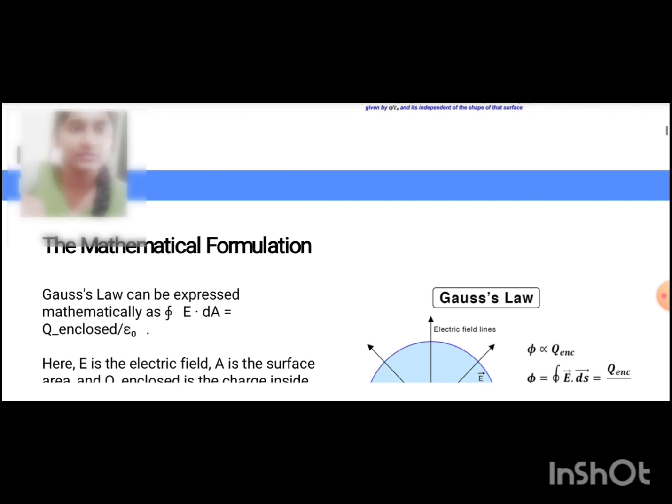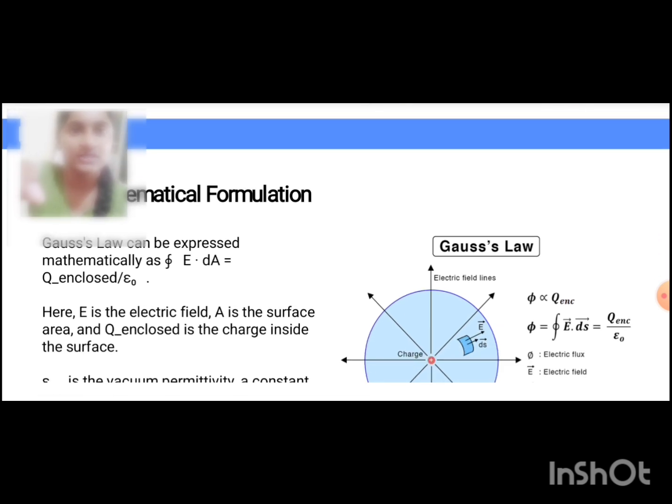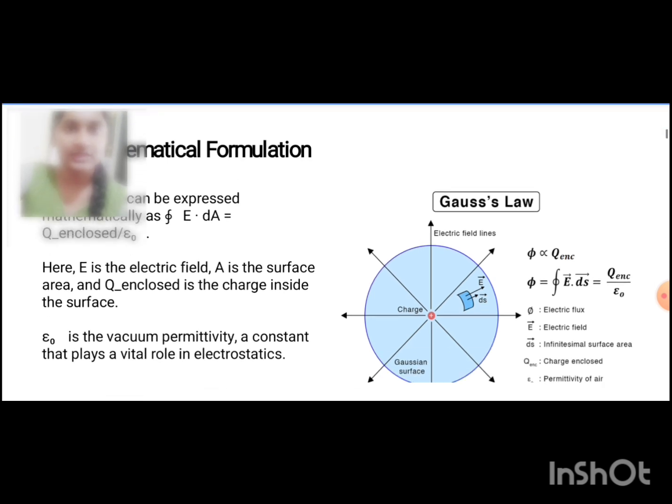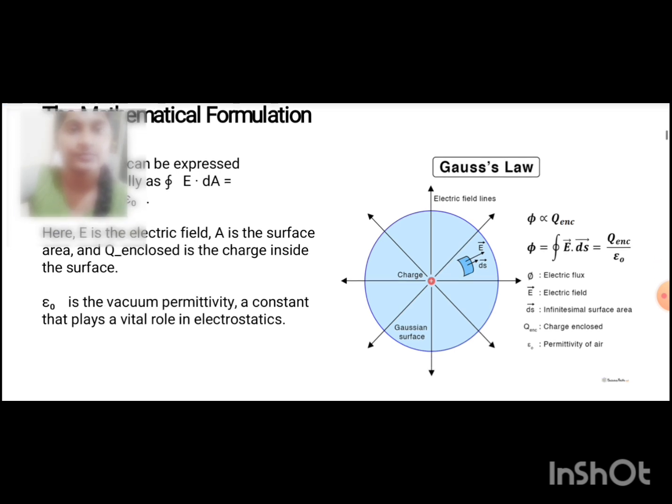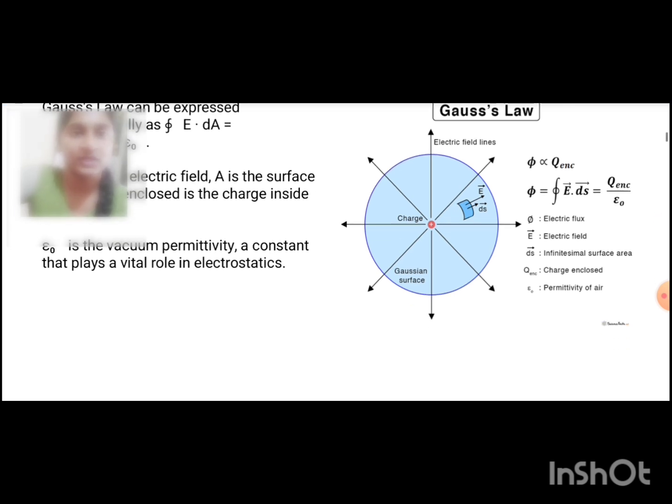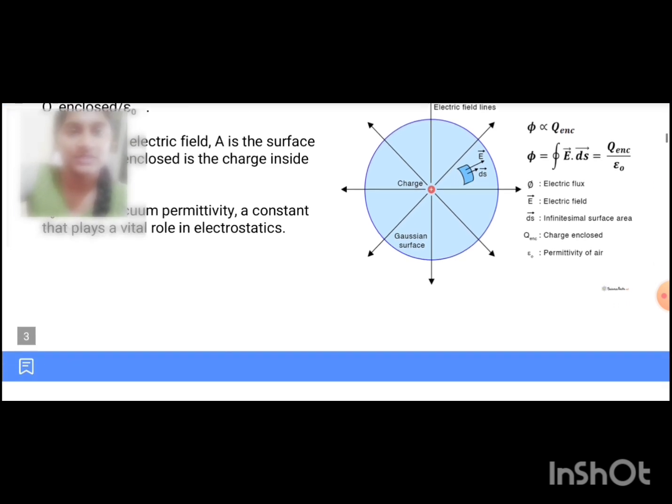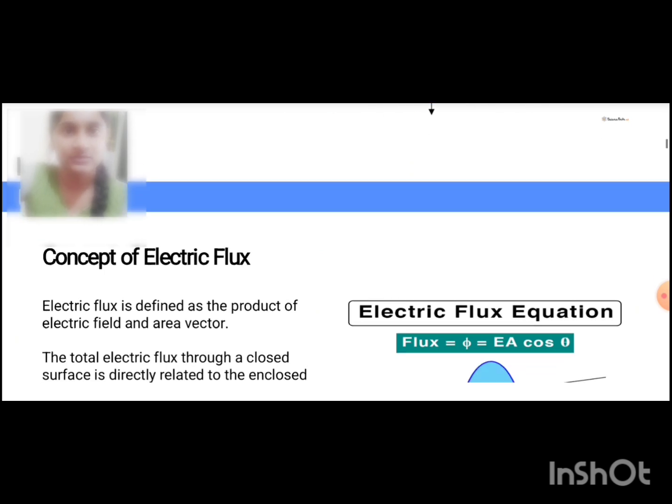So the mathematical formulation: Gauss law can be expressed mathematically as the closed integral of E dot dA is equal to Q enclosed over epsilon naught, where E is the electric field, A is surface area, and Q enclosed is the charge enclosed by the surface. Epsilon is the vacuum permittivity, a constant that plays a vital role in electrostatics.